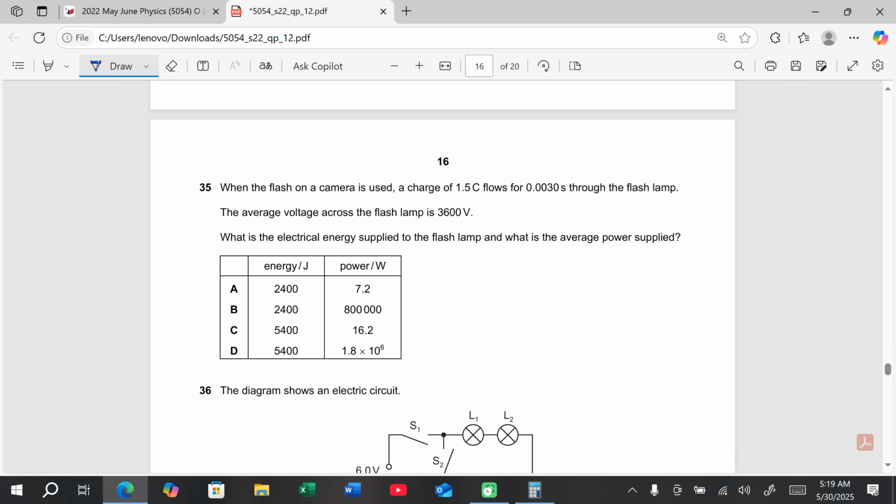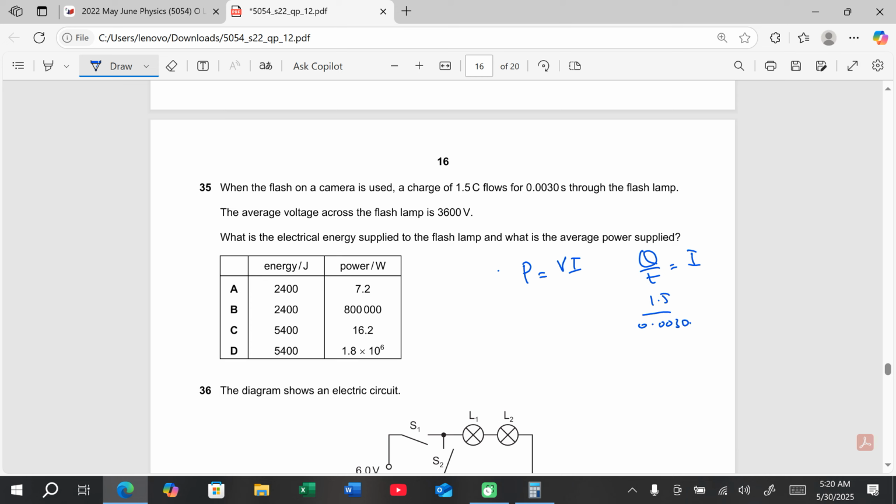When a flash on the camera is used, a charge of 1.5 flows through in 0.003 seconds. The average voltage across the lamp is this. What is the electrical energy supplied to the lamp? What is the average power supplied? So first of all, power is P equals V I. For I, we're going to use Q over T equals I. Our charge is given 1.5, our time is 0.0030.